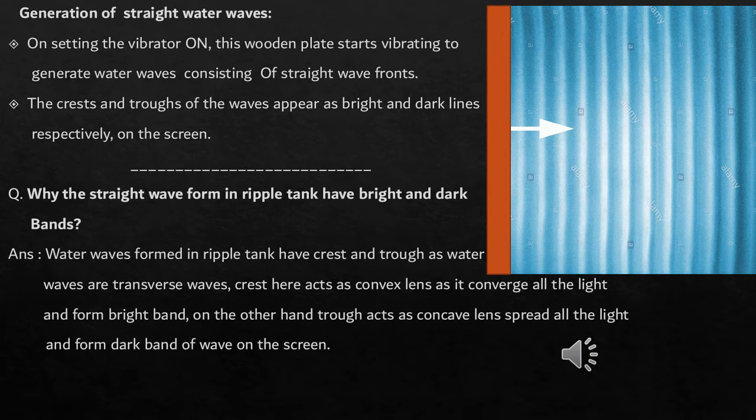Question: why do the straight waves formed in a ripple tank have bright and dark bands? Answer: water waves formed in a ripple tank have crests and troughs as water waves are transverse waves. The crest acts as a convex lens, as it converges all the light and forms a bright band. On the other hand, the trough acts as a concave lens, spreads all the light and forms a dark band of the wave on the screen.